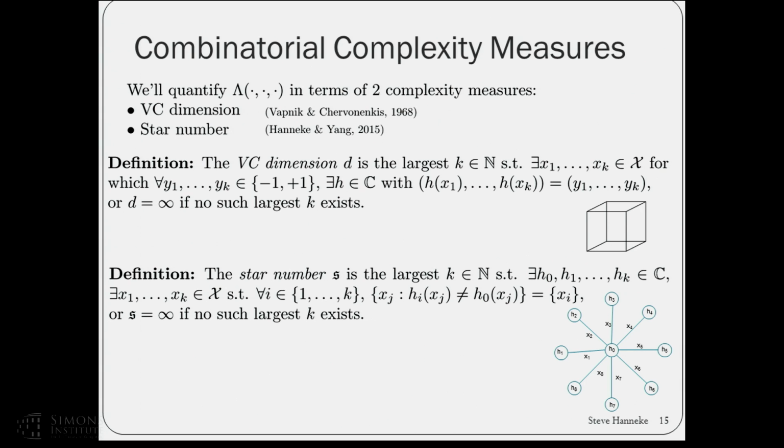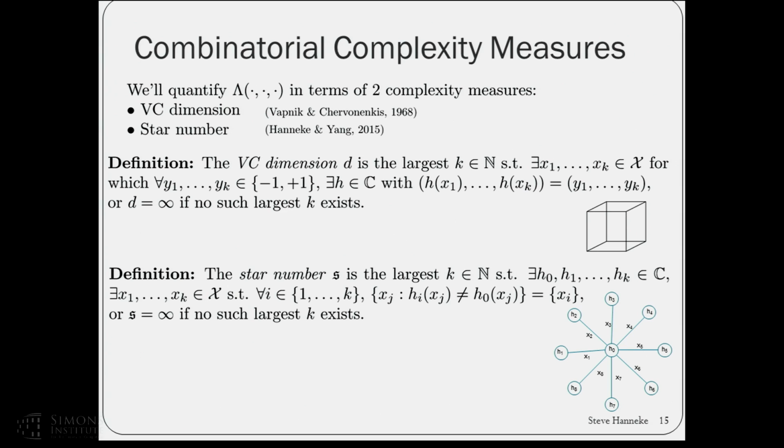So the VC dimension, hopefully you've all seen in an intro machine learning class, right? It's just the largest integer k such that there exist k points that you can classify in all 2 to the k possible ways using classifiers from your concept space.